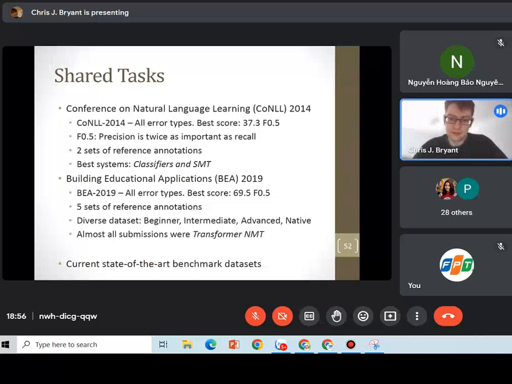It was also important that this was the first shared task to have the diverse data set of beginner, intermediate, advanced, and native errors, unlike the CoNLL shared task, which was only university undergraduates in Singapore. And all submissions were also machine translation, but they were transformer neural machine translation. Both of these two data sets are still the benchmarks, so all progress tends to be measured on these data sets even today.